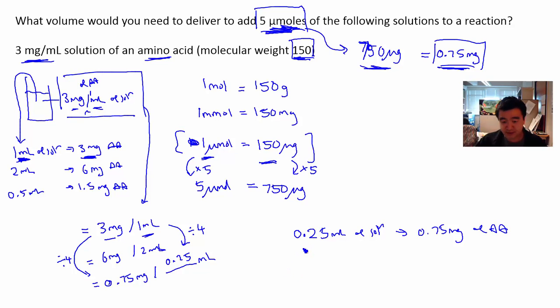0.25 mils is the same as saying 250 microliters. We're taking out 0.75 milligrams of this amino acid. So we actually need to get 250 microliters from this solution over here in order to deliver our 0.75 milligrams, which is 750 micrograms, which is equivalent to 5 micromoles.